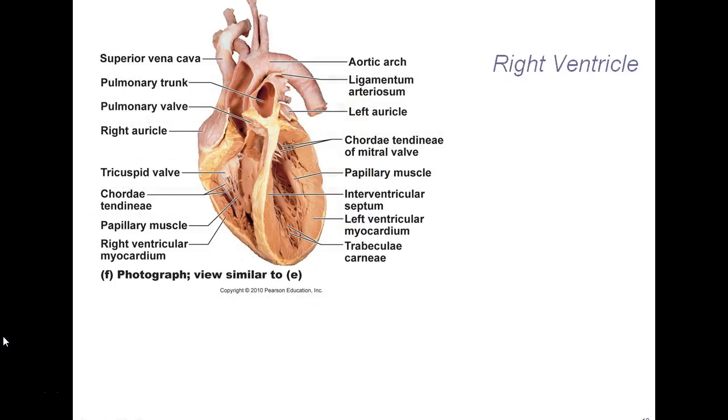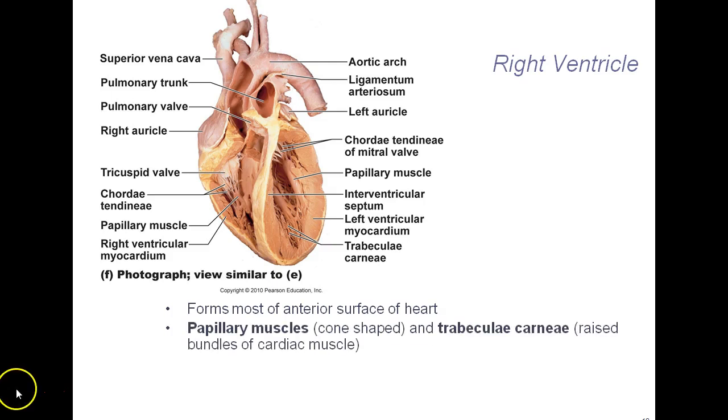Let's now look at that right ventricle we just discussed. We've seen that it forms most of the anterior surface of the heart. Upon a close inspection of this right ventricle, we can see smooth, sort of irregular muscle ridges. We're going to call these trabeculae carneae. These are raised bundles of cardiac muscle. In addition, we have muscular projections that extend from the inferior surface of the right ventricle. We're going to call these papillary muscles. There could be maybe 2 to 9 of these muscles.